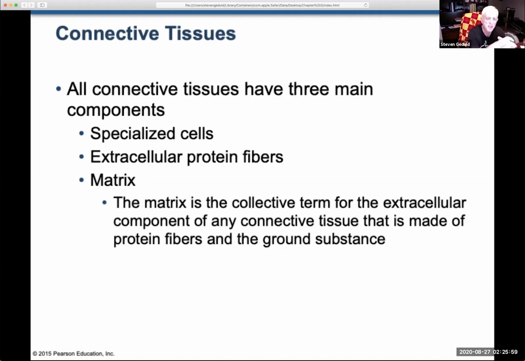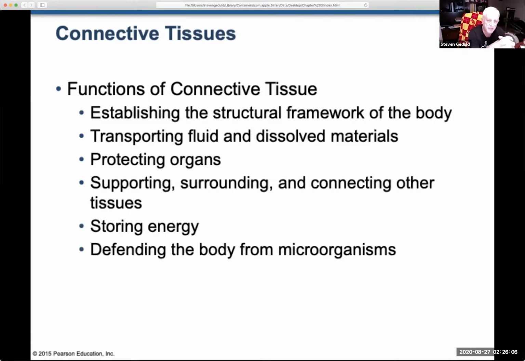So you're always going to have these protein fibers and ground substance inside this matrix holding everything together. And this is occurring at the basal layer of epithelial cells. Functions of connective tissue. This is an exam question. The functions of connective tissue: establishing the structural framework of the body, transporting fluids and dissolved materials, protecting organs, supporting, surrounding, and connecting other tissues, storing energy, and defending the body from microorganisms and different pathogens.